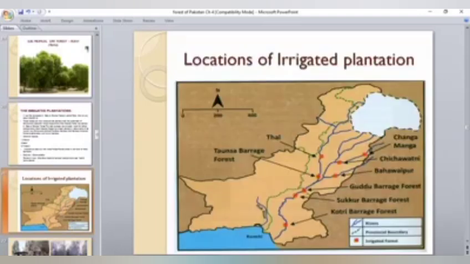Location of irrigated plantation on map. This is also a very important location. The Kotri Barrage, the Sukkur Barrage, Guddu Barrage, Bahawalpur, Chichawatni, Changa Manga, Thal, Taunsa Barrage as well. This map is also given in your book as well. Not the same as that.